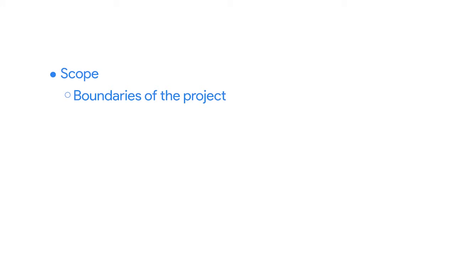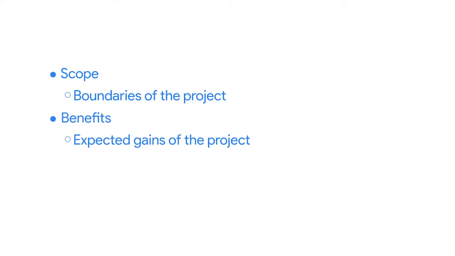Scope refers to the boundaries of the project. Benefits refer to the expected gains of the project. And costs refer to the money spent on project tasks, plus the prices of things like time, resources, and labor.